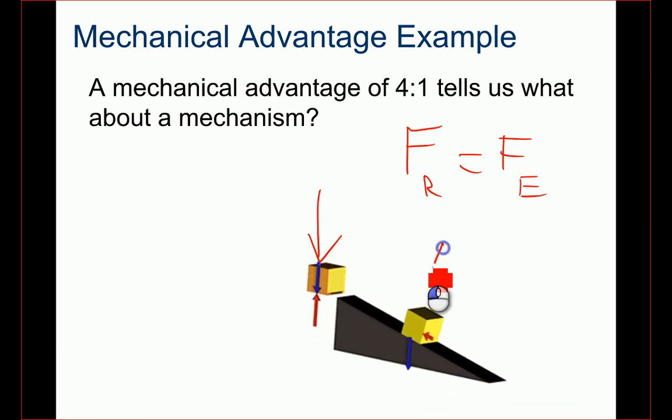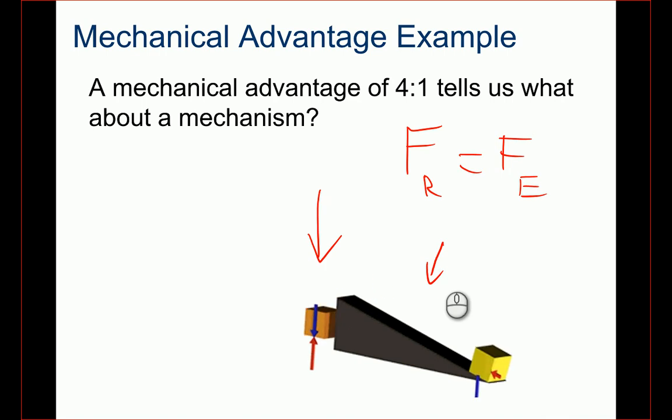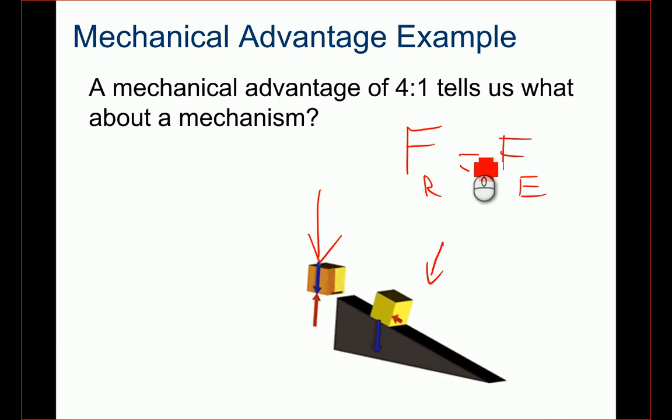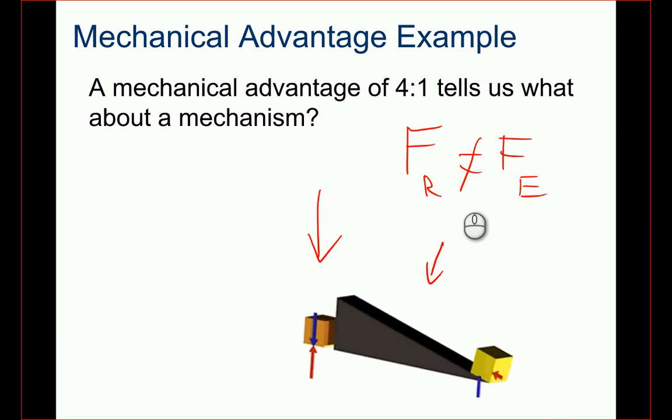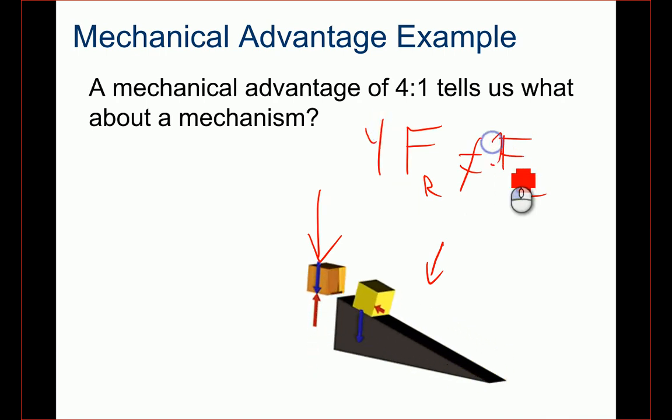This one, going up the inclined plane, has a 4-to-1, which means that the force of effort is not equal to the force of the resistant. In fact, it's not equal in a very certain way. And that way is to say that it is 4 times the resistant for every 1 effort that we put in. Now, that's a really fancy way of saying this.